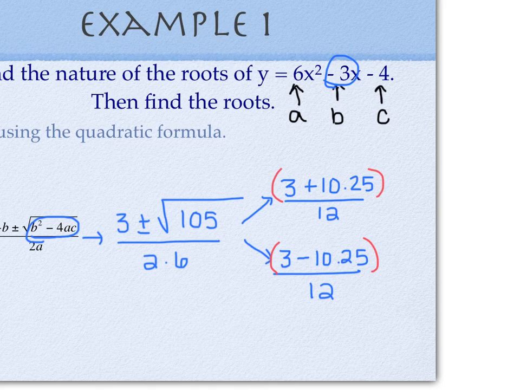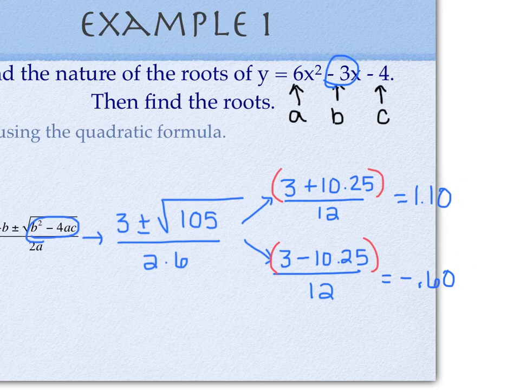I should have my document camera here, or I would show you how I'm typing this in, but I ended up with 1.10, and I'm having to round these. They are big messy decimals. Next one, 3 minus 10.25. Whoops, almost forgot my parentheses. Not taking my own advice. I get negative 0.60. There we go. So my 2 roots are here and here.